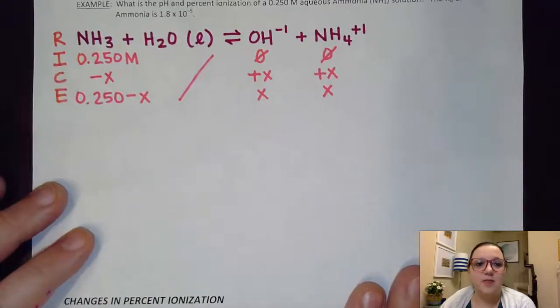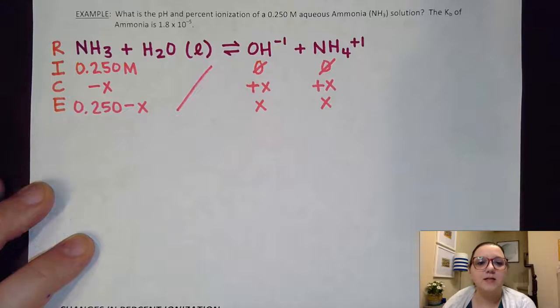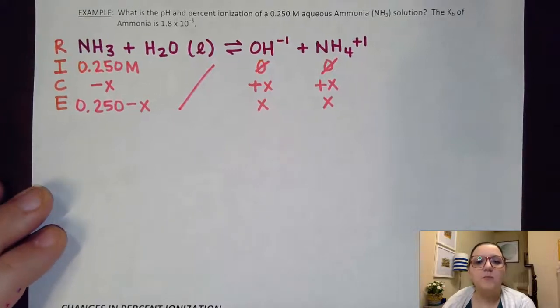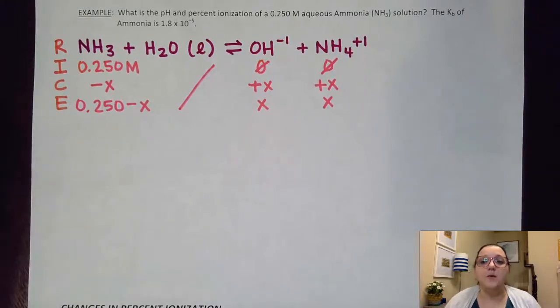All right, so on this problem here, it says, what is the pH and percent ionization of a 0.250 molar aqueous ammonia solution? Kb of ammonia is 1.8 times 10 to the -5th. And I noticed a few things off the bat. First off, they give me a Kb value here for ammonia. So that means there's 2 things I know. Number 1, ammonia must be a base, and so therefore it's going to accept a proton. But I also know that it must be a weak base because it has a Kb value.